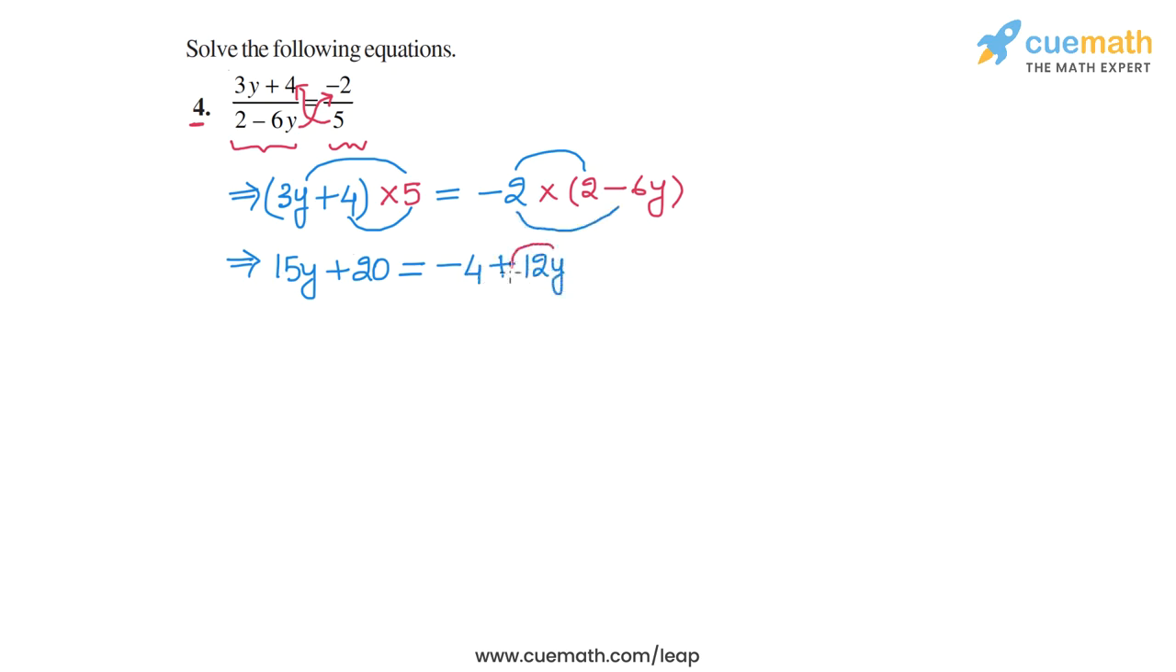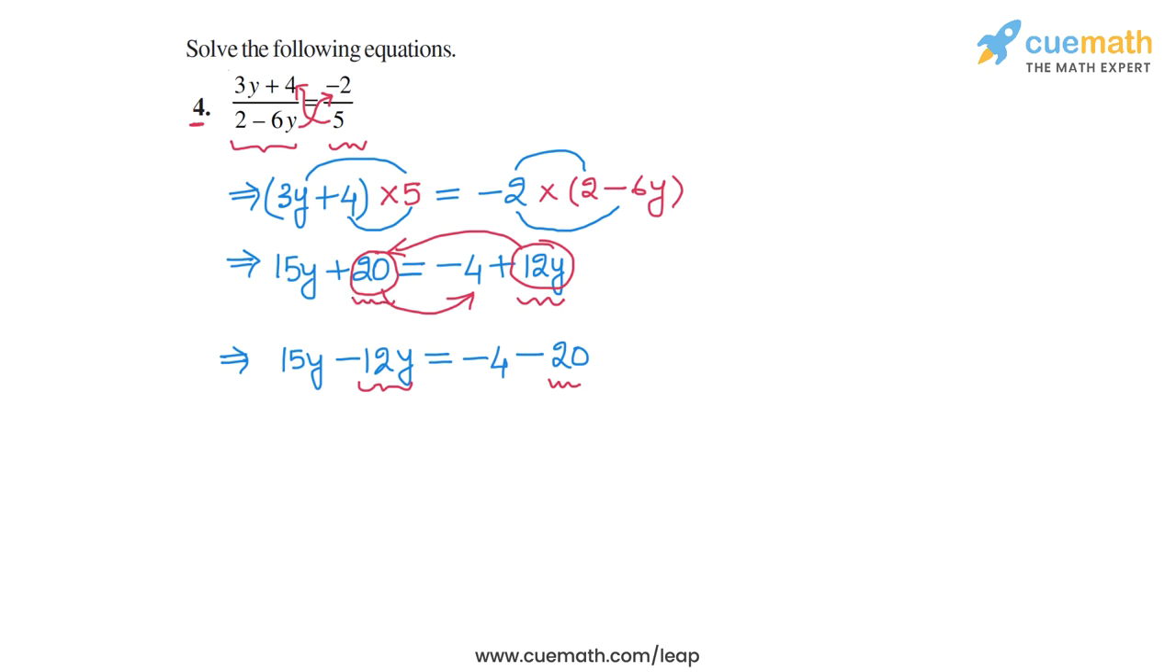Alright, now let's take this 12y and transpose it to the left side, and let's work on the constant term also in the same step. So let's take this constant term and transpose it to the right side. On the left side we will get 15y - 12y, and on the right side we will get -4 and -20. So basically the -12y is coming from the RHS here, and the -20 is coming from the LHS here.